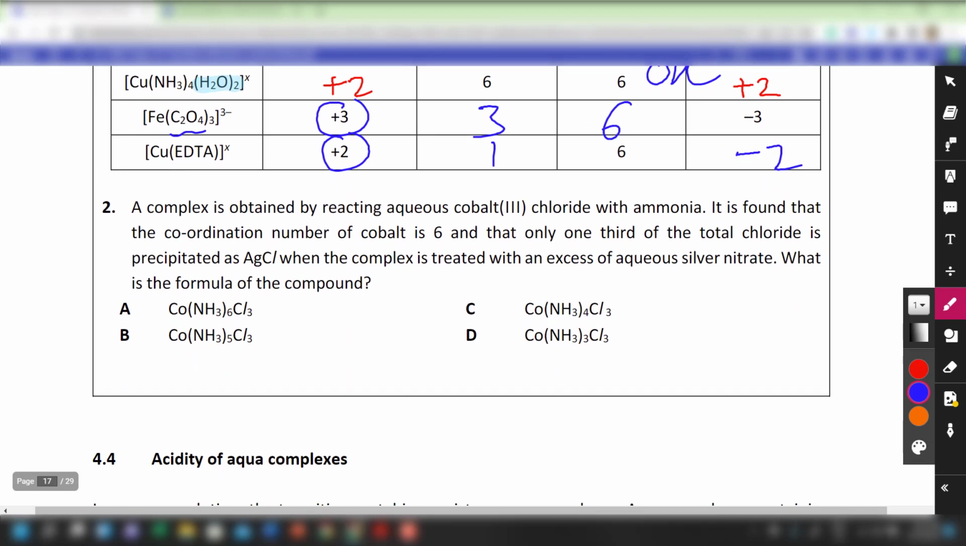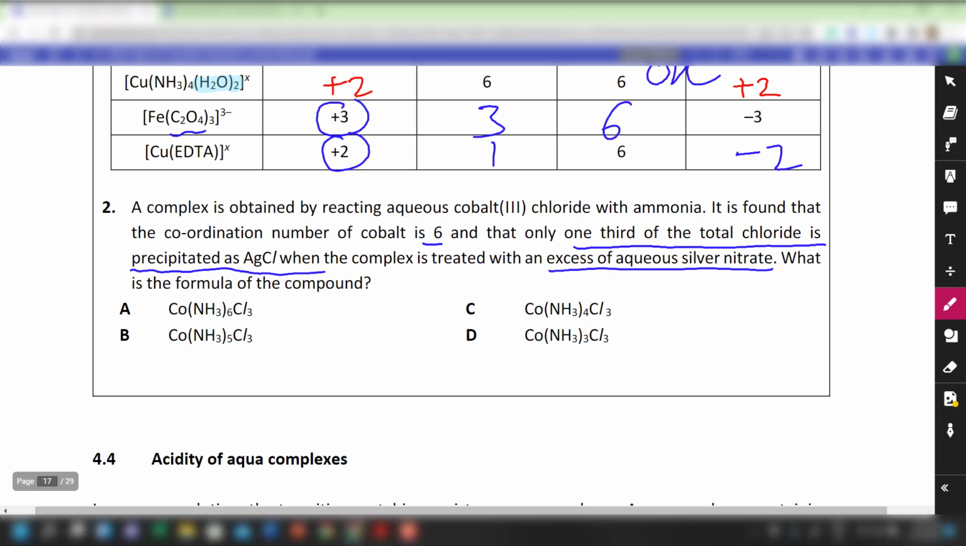Okay, question 2. We have a complex obtained by reacting cobalt(III) chloride with ammonia. It is found that the coordination number of cobalt is 6, and that only 1/3 of the total chloride is precipitated as silver chloride when the complex is treated with excess silver nitrate. What is the formula of the compound?